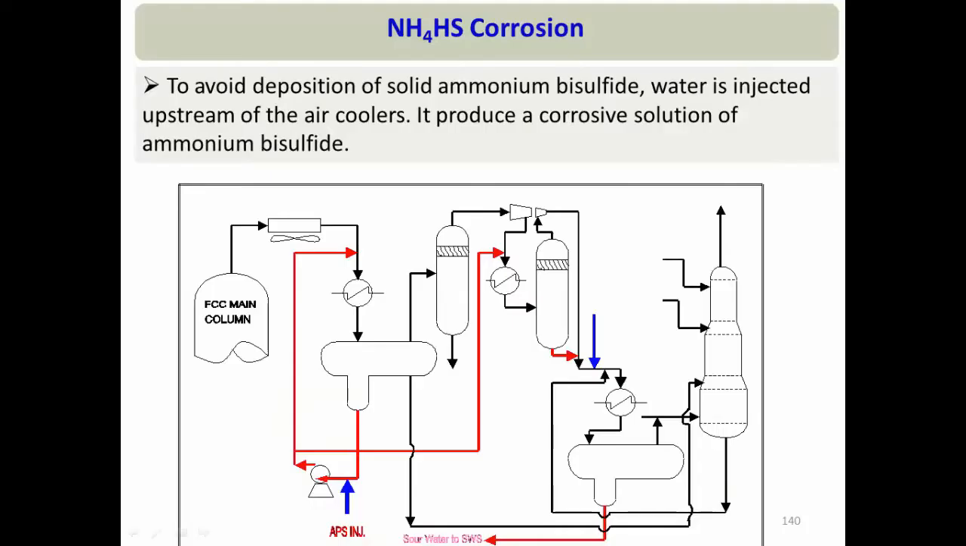Now suppose my Kp value was low enough, such that the temperature at which salt deposition is taking place is lower than the water dew point. Suppose the water dew point comes out to be say 80 degrees Celsius, and my salt deposition temperature comes out to be say 70 degrees Celsius. So what will happen? In this section, first, water vapor will condense out and there will be an aqueous phase.